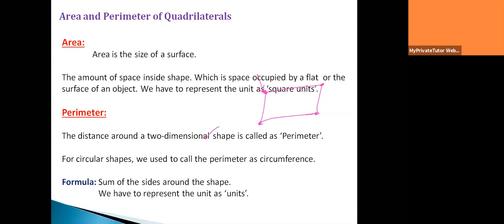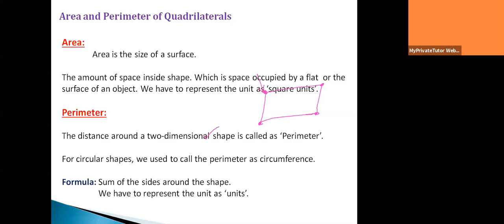And the perimeter, you guys know that it is the distance around the room. If you take a room as an example, it is nothing but the distance around the shape. It can be any type of shape, any 2D shape, any polygon. So we can say it is the sum of all the sides, all the exterior sides. So that's the distance.